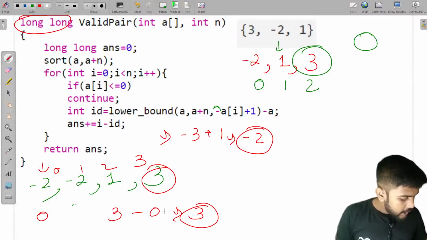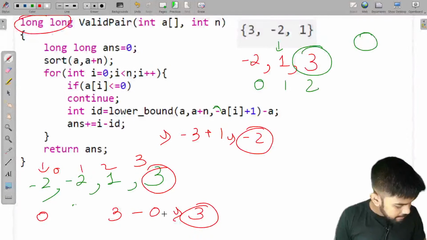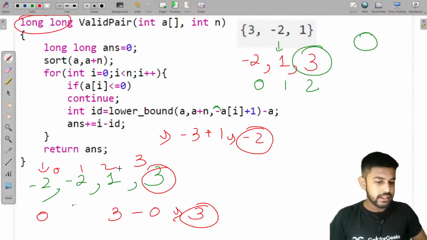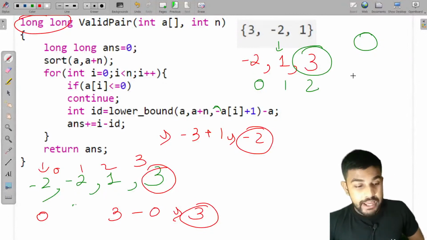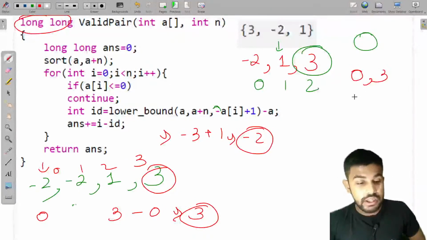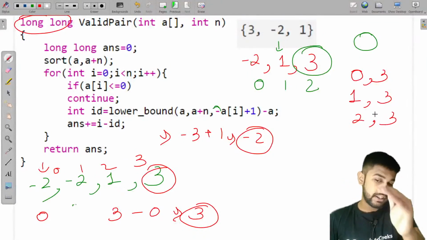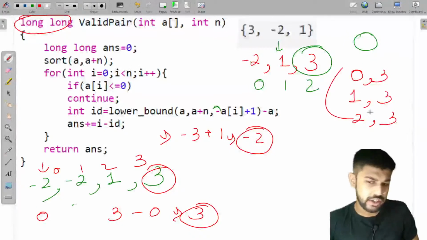Talking about this, yeah, this is clear, but there will be non-distinct pairs in this case. How will there be non-distinct pairs? Let me clear this out. We would be having 0 and 3, then we would be again having 1 and 3, then we would be again having 2 and 3. Everything is distinct.